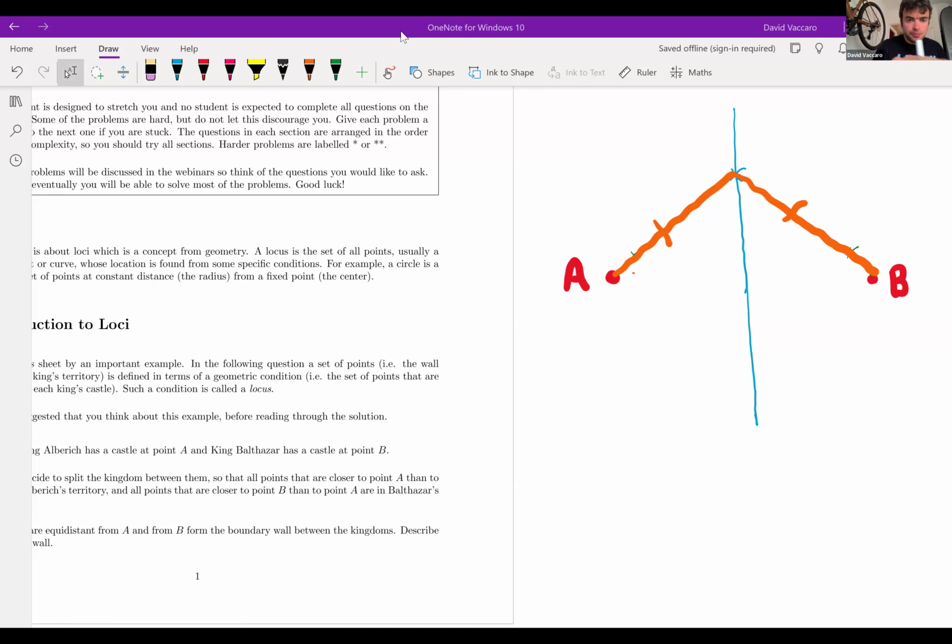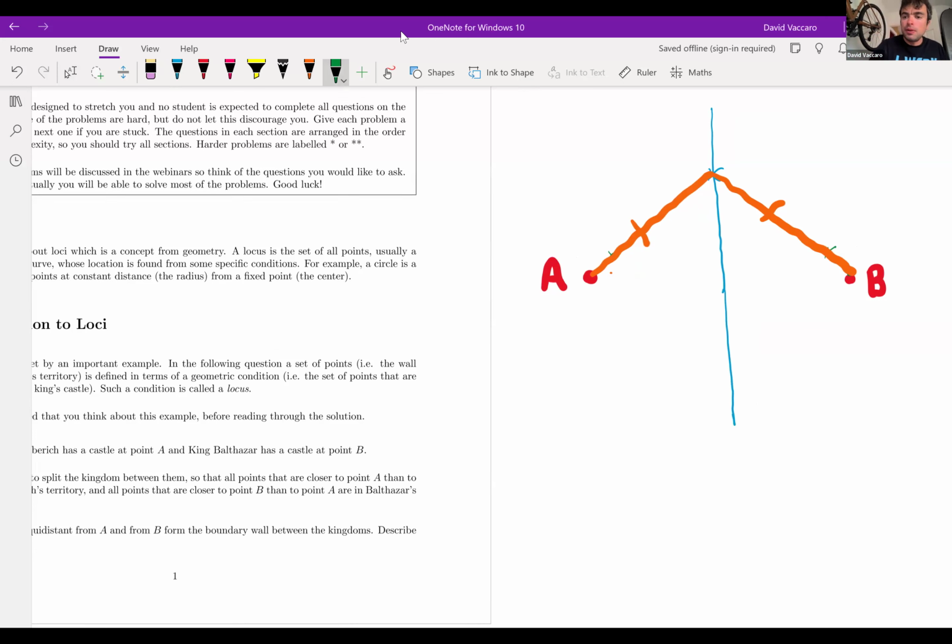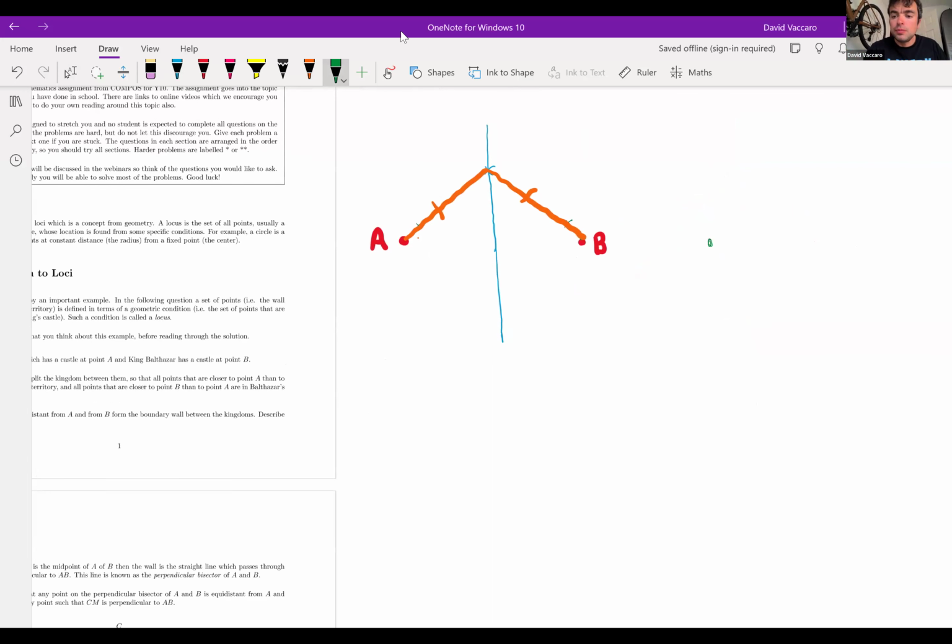And so let's see if he's right. So first of all, let's take the points A and B and let's draw the perpendicular bisector. The perpendicular bisector is the line which passes through M, which is the midpoint of AB, and which is perpendicular to AB.